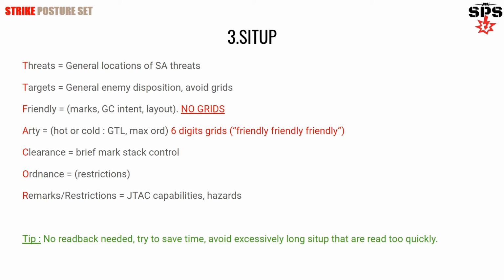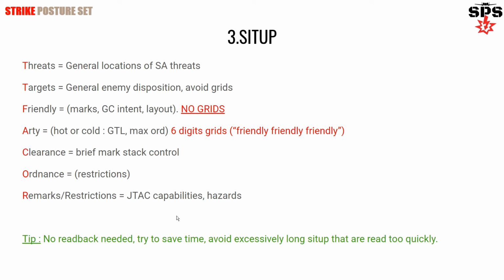Then you move on to the targets, so that will be the general enemy position. Again, avoid grids. Then friendly, if you have any marking, ground commander's intent and the general layout. Again, no grids. You will give all the positions from each platoon. If you are a JTAC team, you can give your position as well. If you are embedded, you can embed yourself with a platoon or a company. Depends what you have. You just need to make sense of it and make it short and precise.